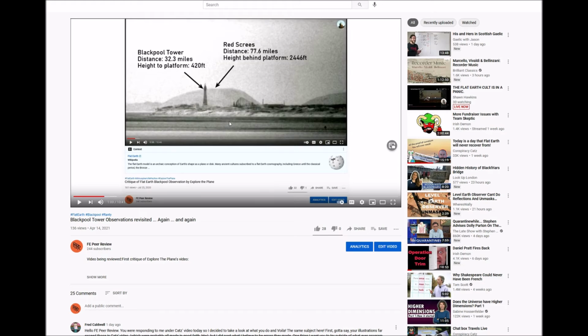For reference, this was the photo I was mentioning. This was the one that was going around about 8 months ago, and we see Red Screes in the back here, and the top of it aligns pretty much with the observation deck of the tower, so near the top of the tower. When you have zero refraction, it puts the base much lower.